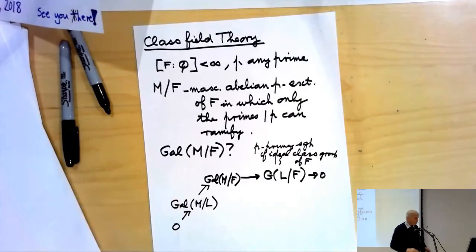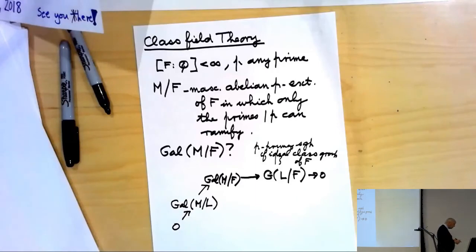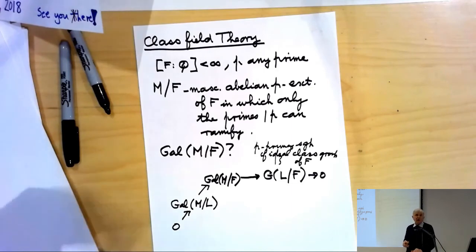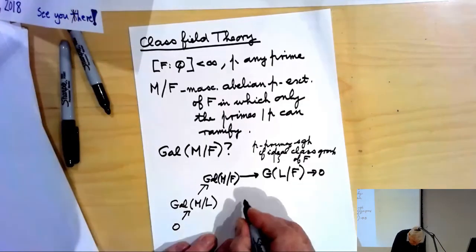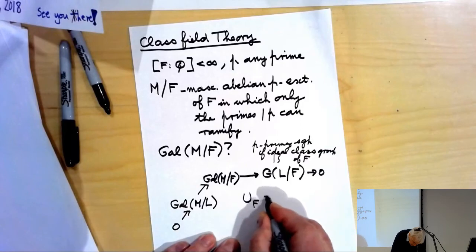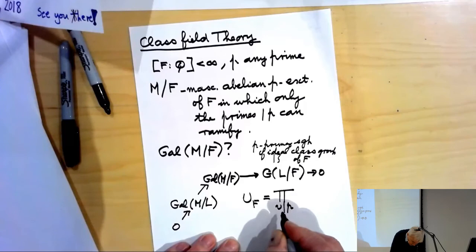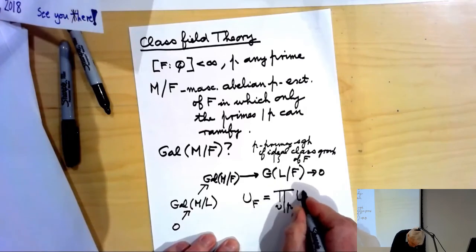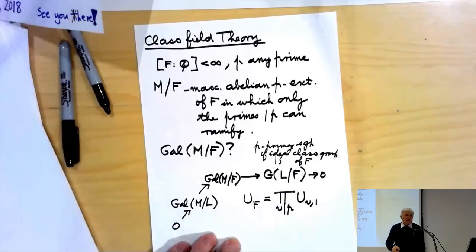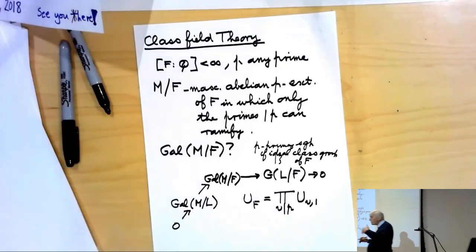And class field theory, you have to look at the appropriate quotient of the ideal class group to see this, gives the following explicit description of this Galois group. Namely, firstly, I'm going to put UF to be the product over all the primes dividing P of the UV1s. I put the 1 in because I'm all the time looking at pro-P extensions, and so I want to take the primes congruent to 1 mod P.